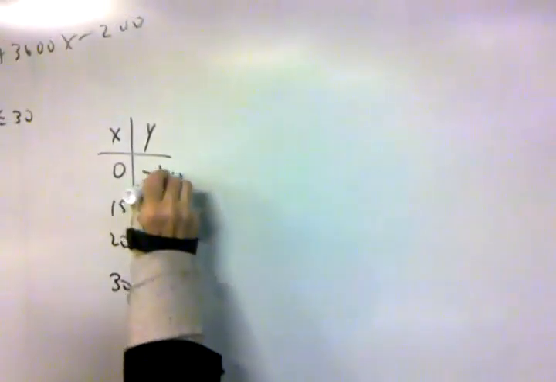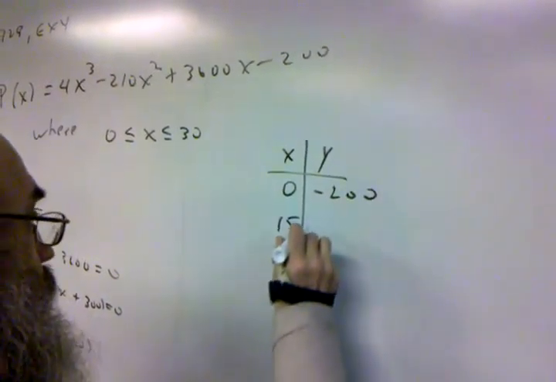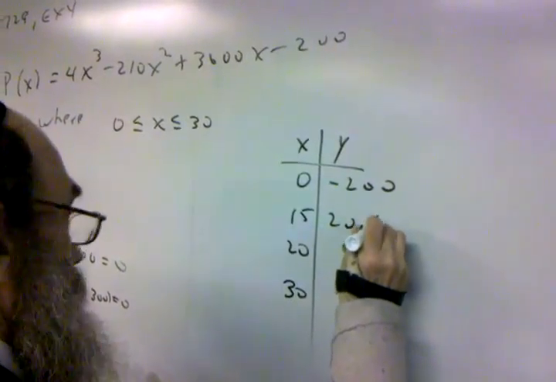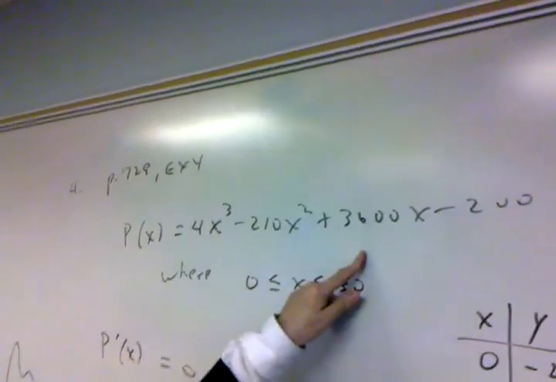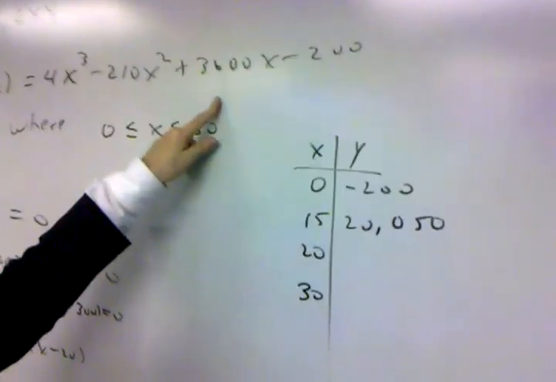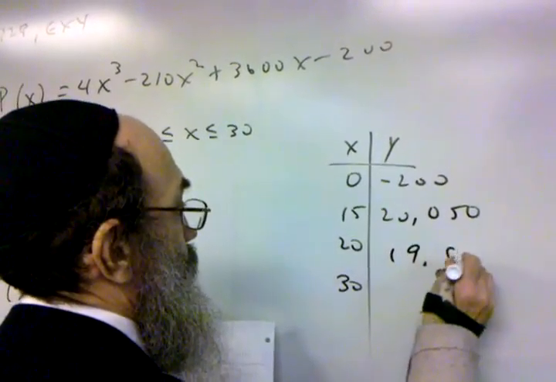Here y is negative 200, a negative profit. If you put 15 in, you get the profit as $20,050. I'm not doing the arithmetic. I'm putting 15 in for x and computing this is what I get. The original equation. I put 20 in, I get $19,800.